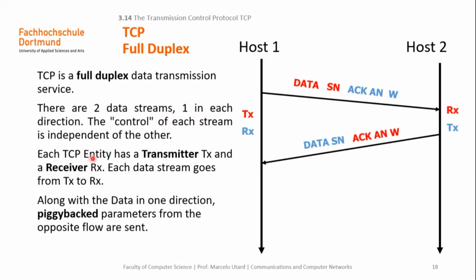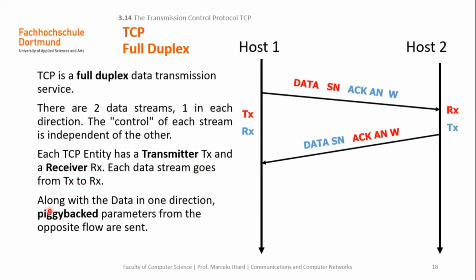Each TCP entity has a transmitter and a receiver. That is, each TCP entity has two sub-entities, one transmitter and one receiver. This transmitter talks with this receiver, and this transmitter talks with this receiver. Each data stream goes from transmitter to receiver.